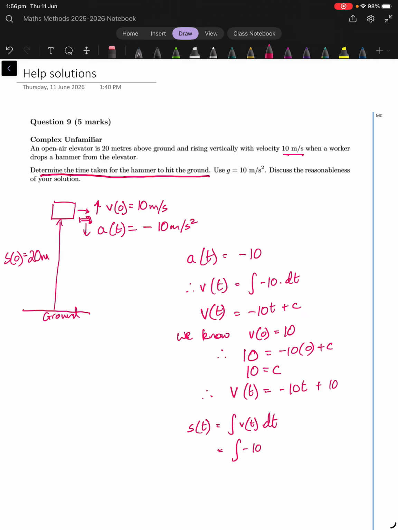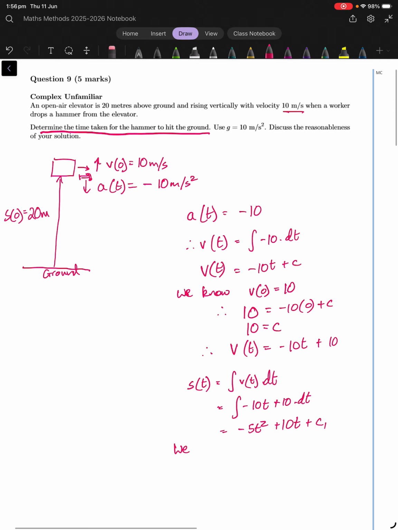So the integral of negative 10t plus 10, which is going to be negative 5t squared plus 10t plus a new constant. I'm just going to call it C1. You could call it D. Probably don't call it C again because we've already got a C.